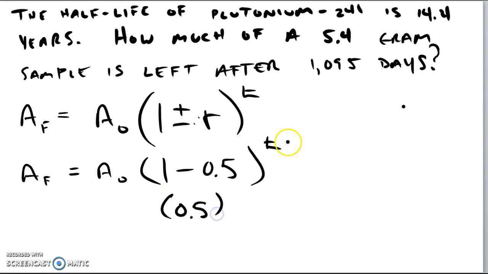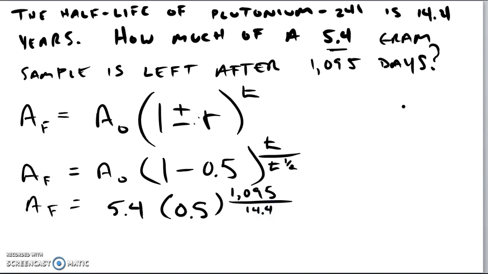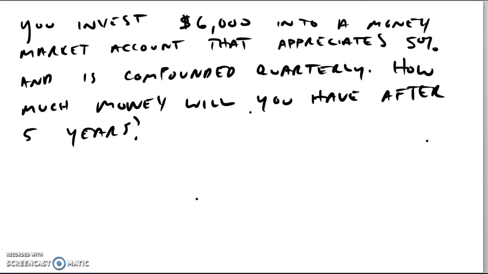We've got 5.5 grams as the original, 5.4, and we're going to raise it to the 1,095 days, and we're going to divide that by the half-life, because we've got to figure out how many half-lives are in 1095. So the half-life is 14.4. We wind up getting right around 4.7 grams. That's a solution there. Let's look at this one.